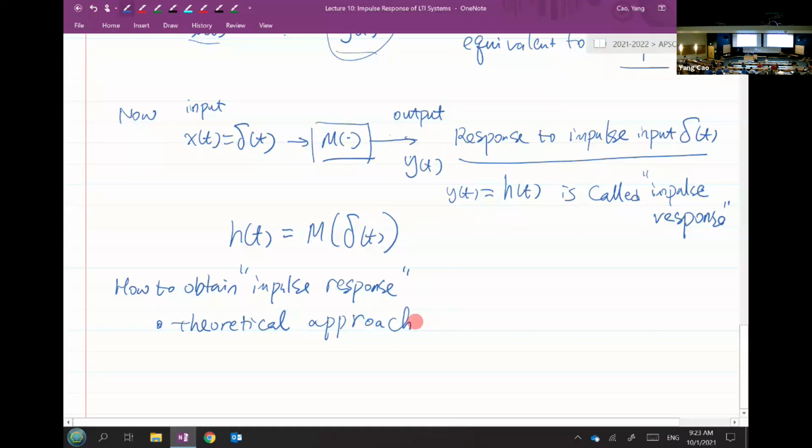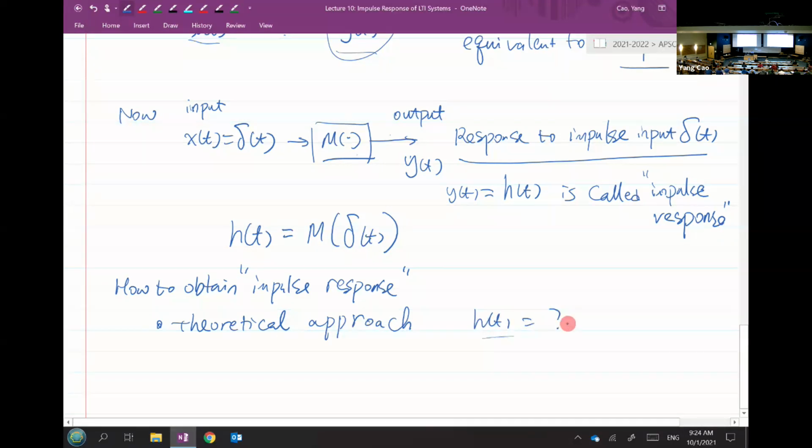So the theoretical, mathematical approach basically means: if I have the system, and of course I have the delta t, I can plug the delta t into the system and solve it mathematically. When we learn differential equations, we'll see how to solve that. Then you get the result, basically an h of t equal to something. So that's the theoretical approach.